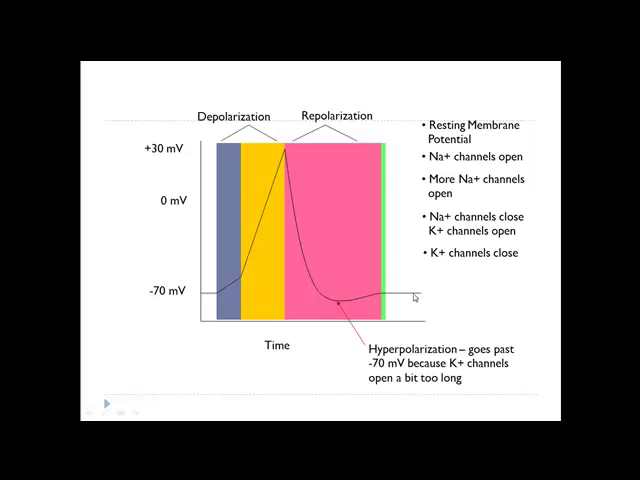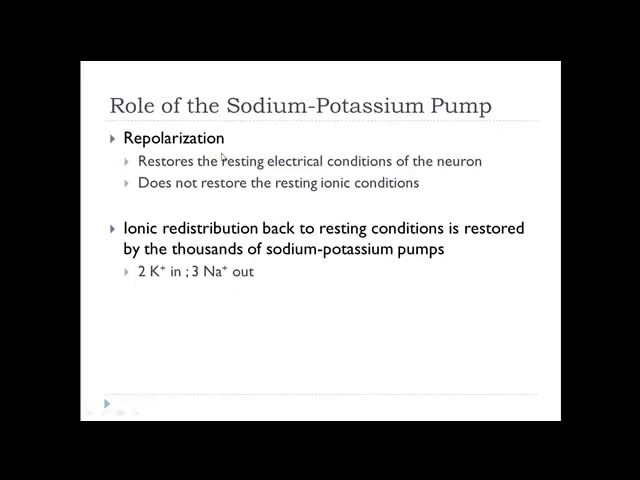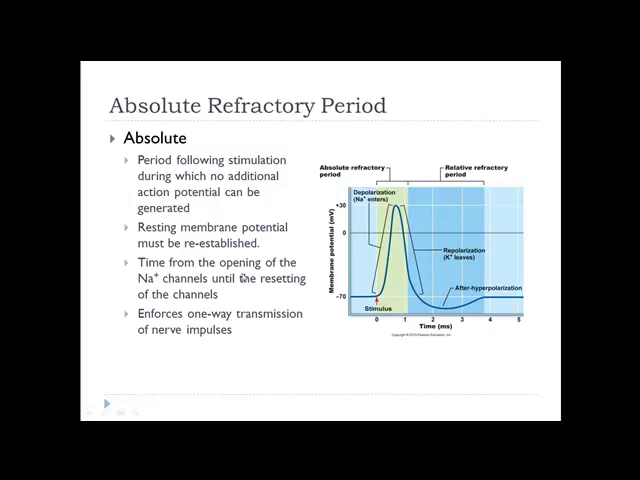And our potassium channels close. The whole purpose of repolarization is to reset the nerve so it can fire again. It's not going to restore resting ionic conditions. The resting ionic conditions are going to be restored by our sodium-potassium pump. And what's going to happen is we'll pump in 2 potassiums and pump out 3 sodiums.